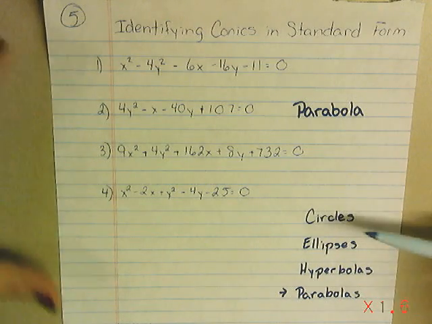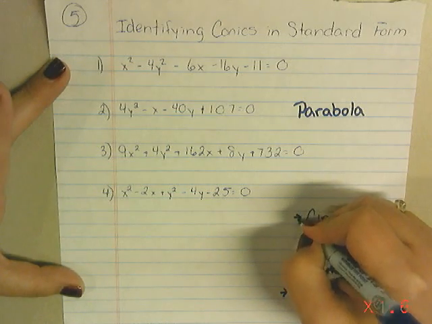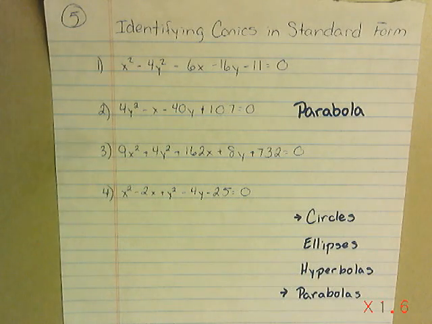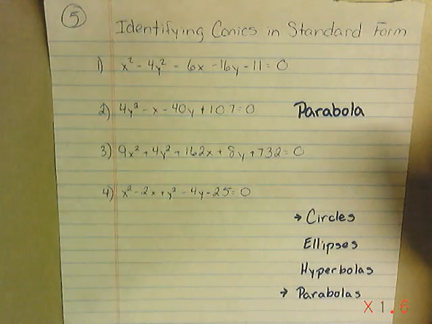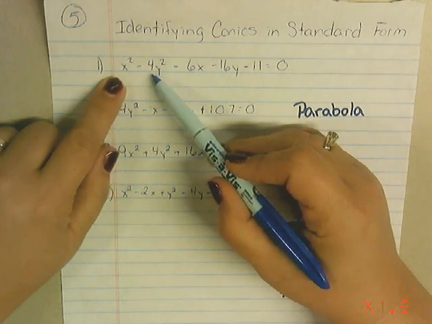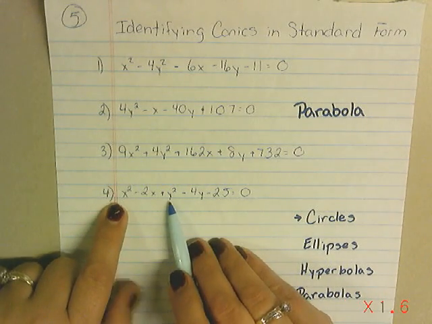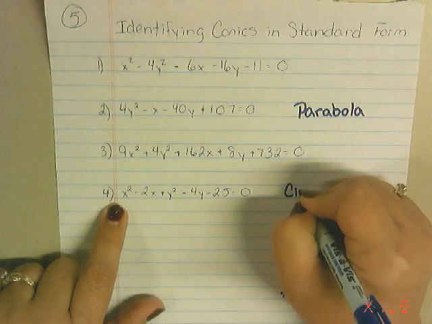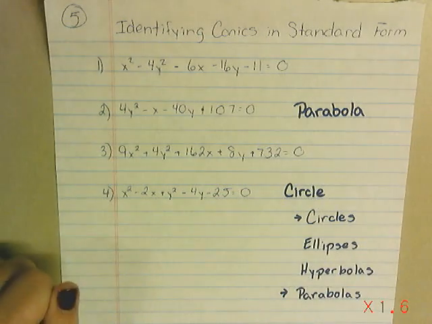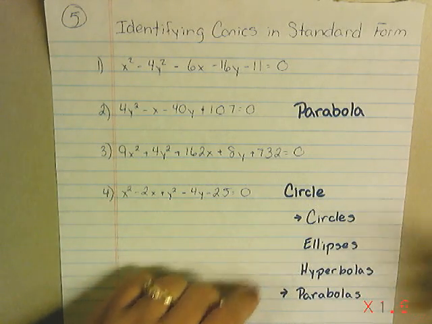Okay, now I have circles, ellipses, hyperbolas. We're going to go to circles next. In a circle, the x squared and the y squared have to have the same coefficient. So the x squared has to match the y squared. So here, those don't match. Here, those don't match. Here, they match. So this is my circle. Okay, so now I'm left with ellipses and hyperbolas.